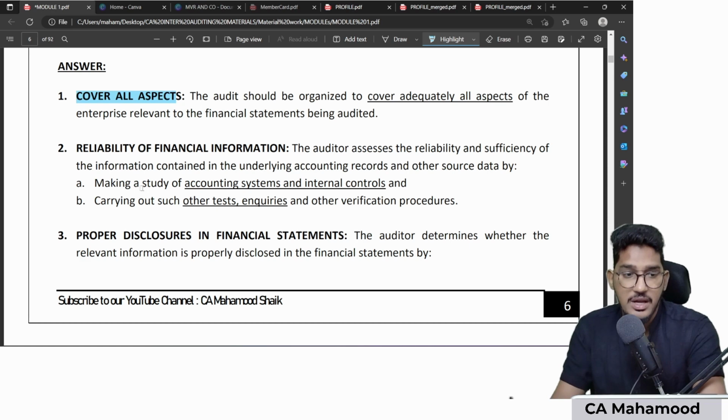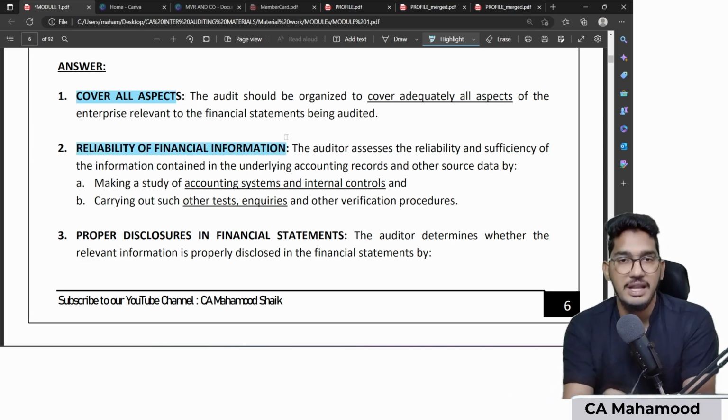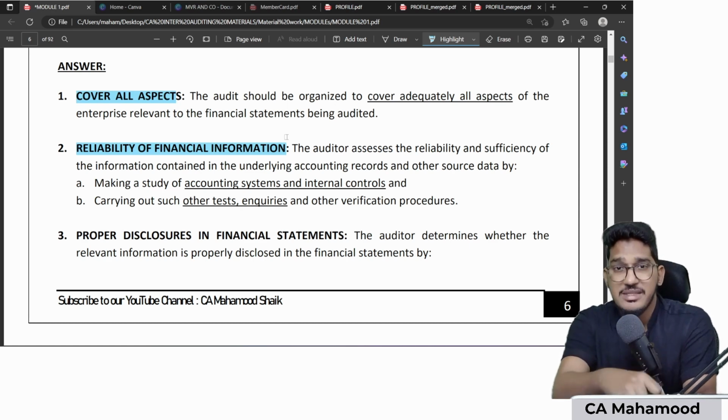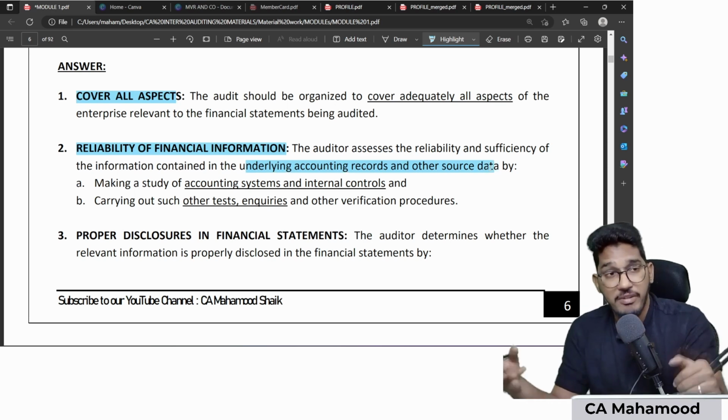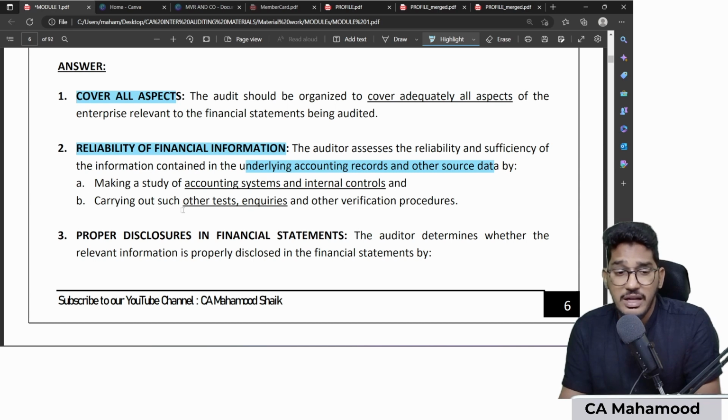Number two, as a part of your scope, you need to check whether the financial information is reliable or not. Whatever financial information is there in the financial statements, is it reliable? Is it trustworthy? Now, how can I find out, sir? By checking the underlying source data, nothing but by checking the books of accounts. So sir, how can I find out whether the entries in the books of accounts are reliable or not?